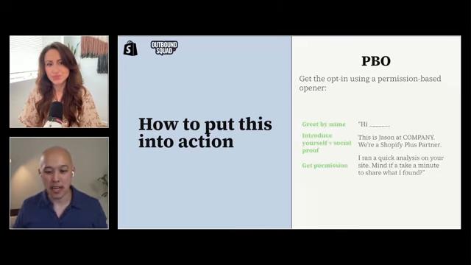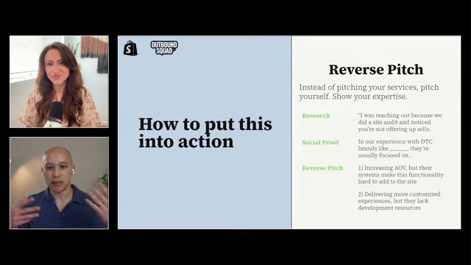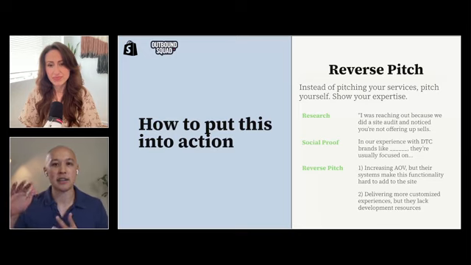So you'll notice here, PBL: I greet him by name, I introduce myself, social proof, I get permission. Once I get a yes there, reverse pitch, show that I did my research, social proof again. Reverse pitch is, here is what we hear from all of your peers.